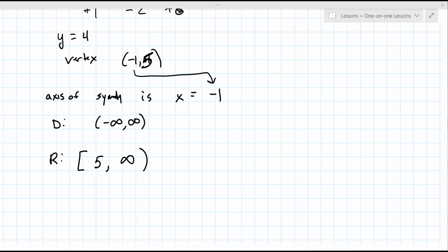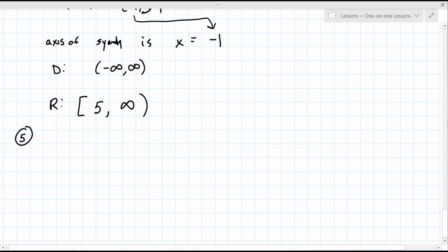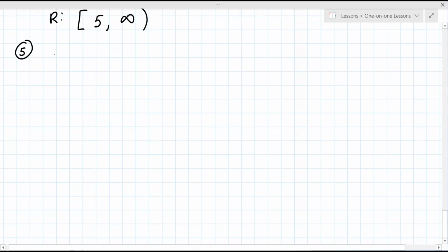Great. Okay, so number 5. Number 5 here. I want you to try and find the vertex again. Everything kind of stems from the vertex. If you can find the vertex, you can get most of the other stuff in this problem. So again, give yourself a little bit of time here, find the vertex, and I'll check back in with you in about 30 seconds.